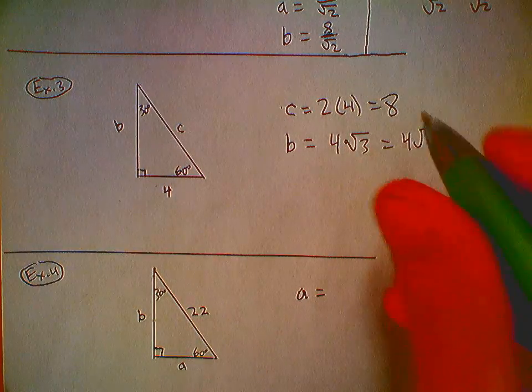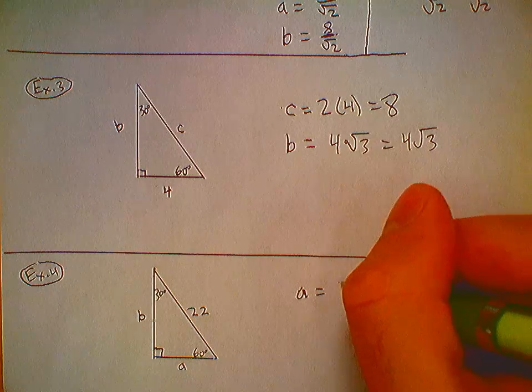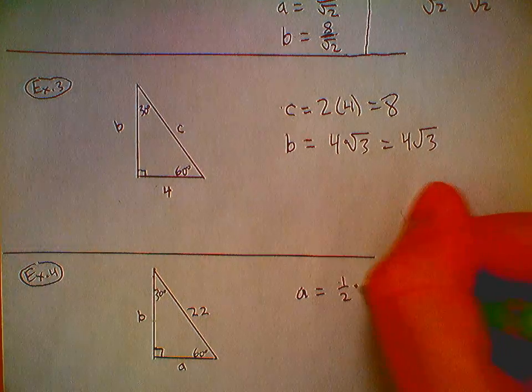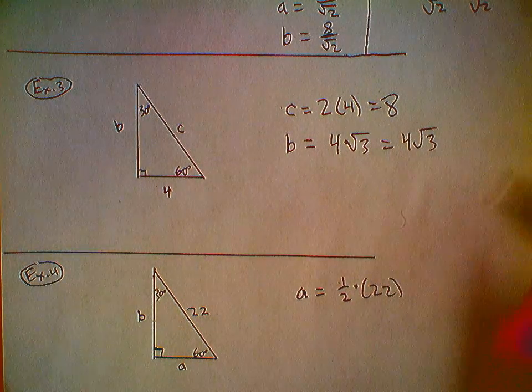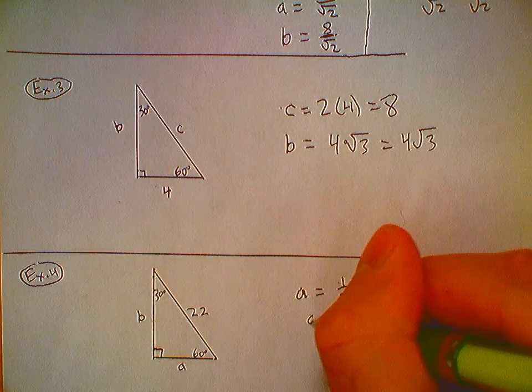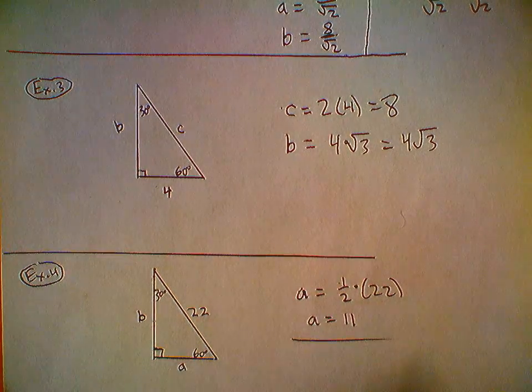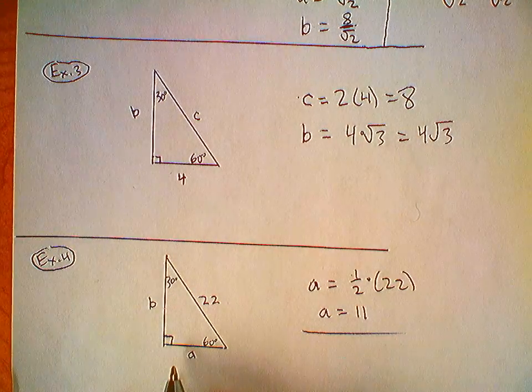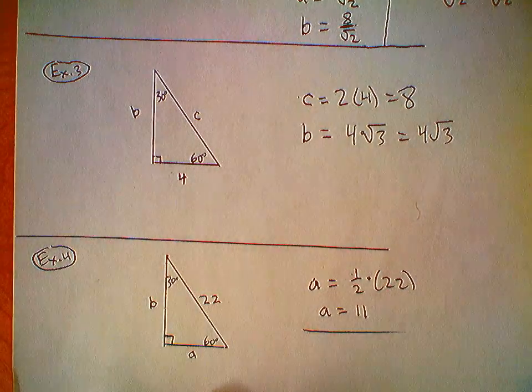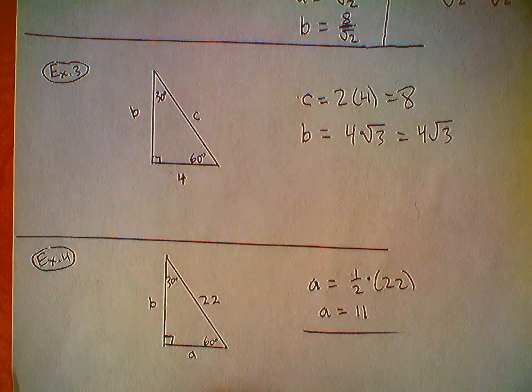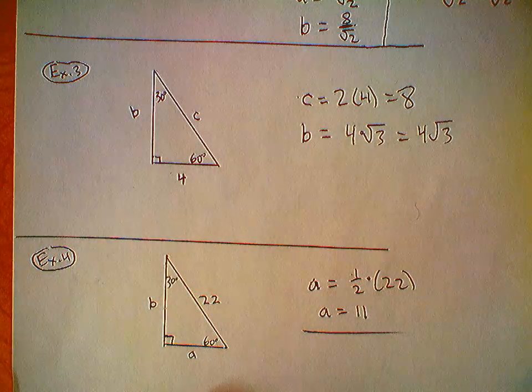So I'm going to multiply the hypotenuse by 1/2. So I'm going to do 1/2 times 22. So that gives me 11 for A. So that is the shorter side. It's 11. So we're almost done with this one. We've just got one more side to figure out.